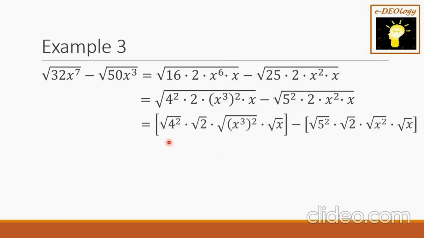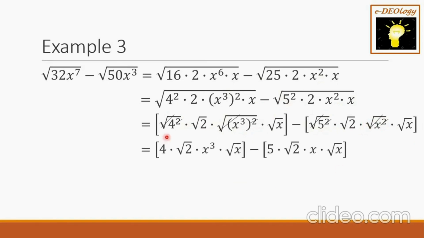The next line is we're going to distribute the radical sign to each of the factors inside the radical. In the first big radical, we have now this square root of 4 square, and then times the square root of 2 times the square root of the square of this x cube times the square root of x. For the second radical, we have the square root of 5 square times the square root of 2 times the square root of x square times the square root of x.